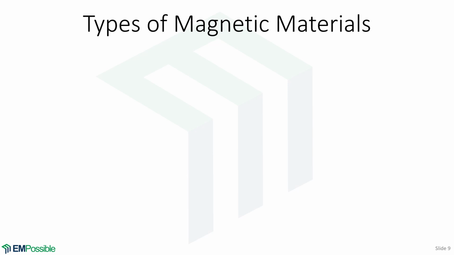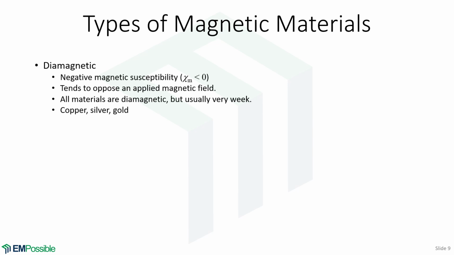There are three broad classes of magnetic materials. The first is diamagnetic, and these have a negative magnetic susceptibility. We could make an argument that really all materials are diamagnetic, but usually pretty weak. So these are the things that to us really don't seem to have any magnetic response at all. So think copper, silver, gold, right? If we hold a magnet to those, or a kitchen magnet, nothing really seems to happen. Those don't work with a magnet. We need more things like iron or other materials.